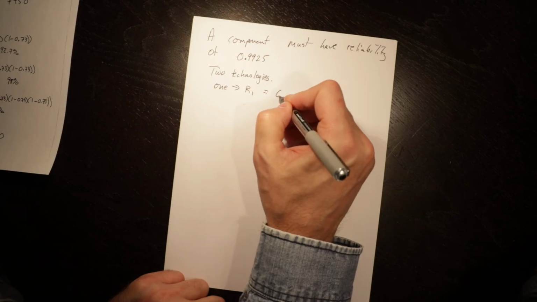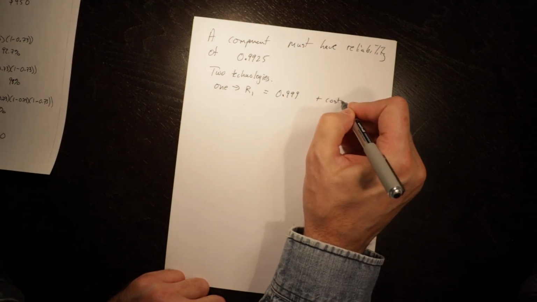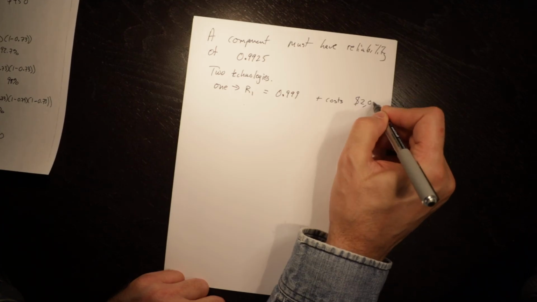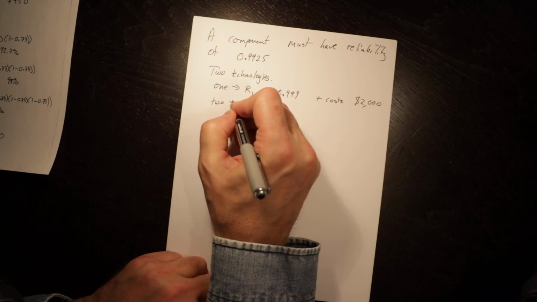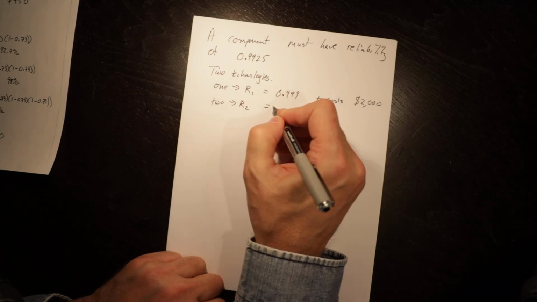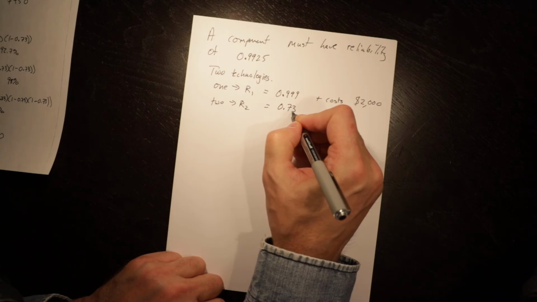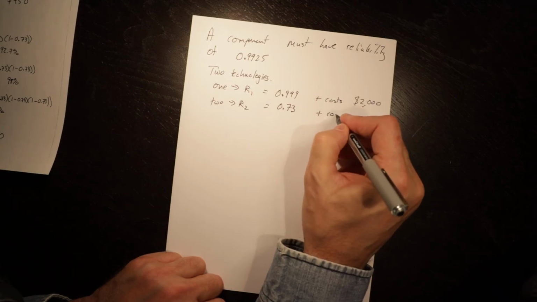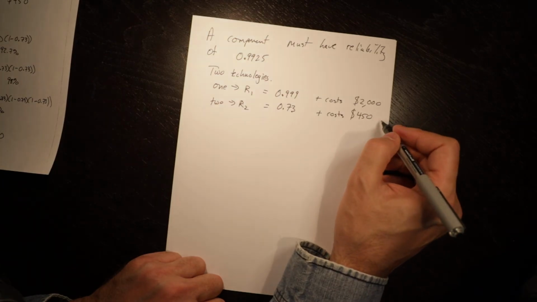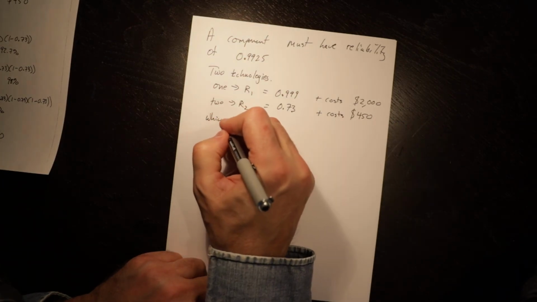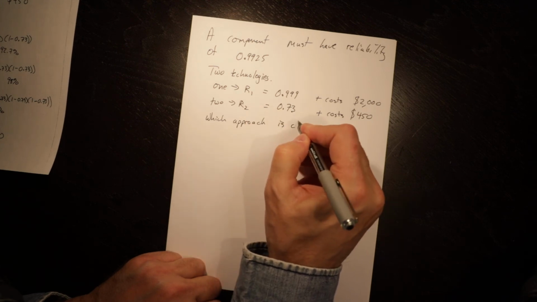One, R1 is equal to 0.999 and costs $2,000. Two, R2 is equal to 0.73 and costs $450. Which approach is cheaper?